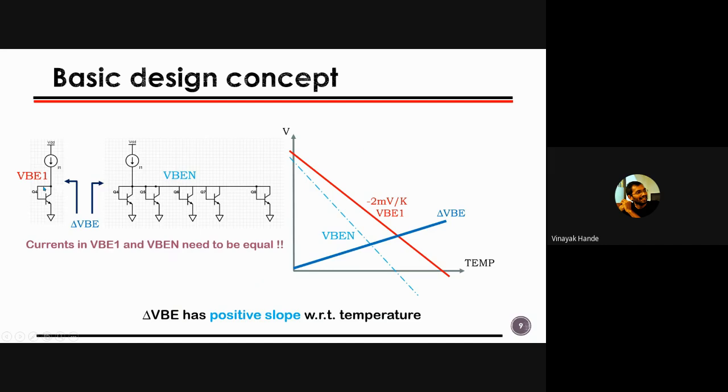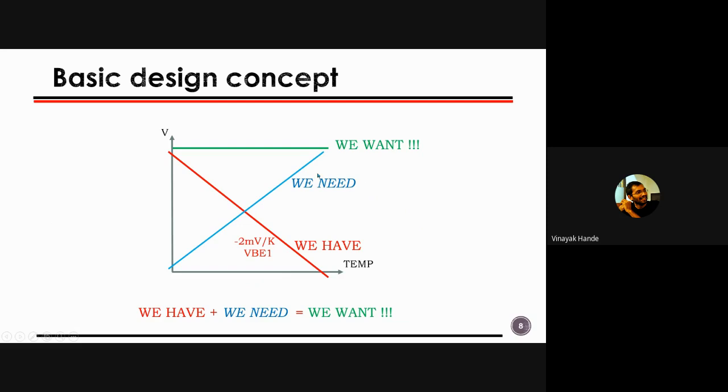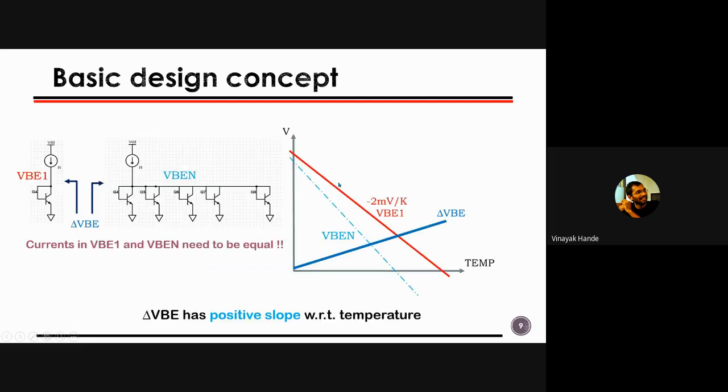Okay, then VB1, and then some smart guy came and said that if you do some subtraction between VB1 and VBN, you'll get something which is increasing with the temperature, which matches your need, right? So that delta is what we needed. We have some positive slope there. Delta VB has a positive slope with respect to temperature, right? But again, you have to keep in mind that the currents are exactly the same.